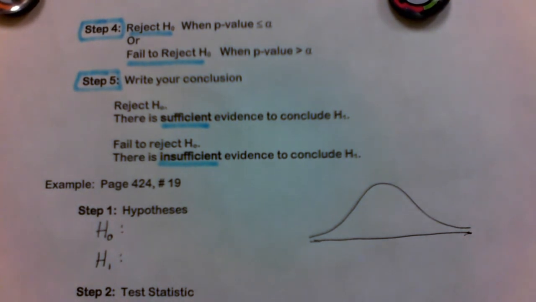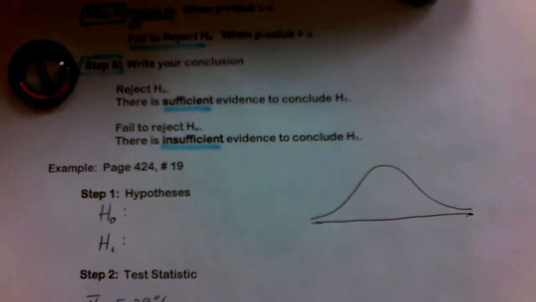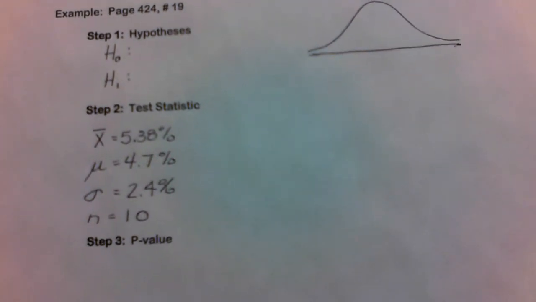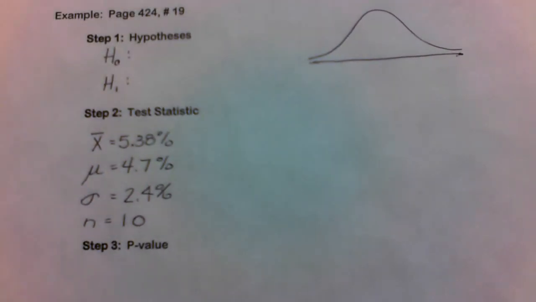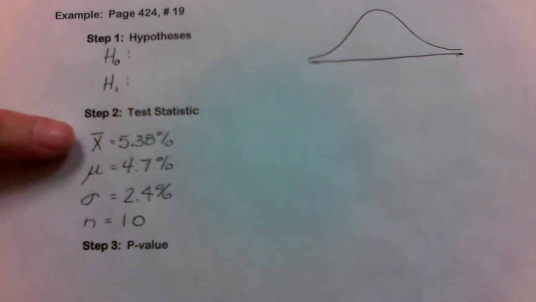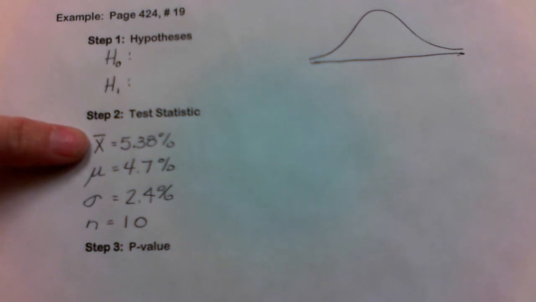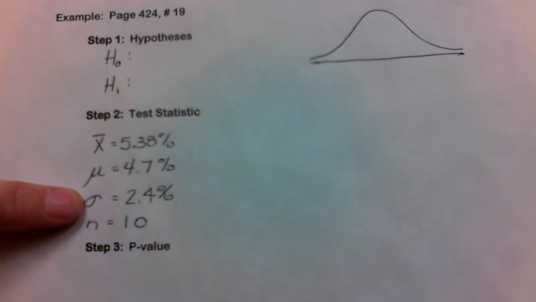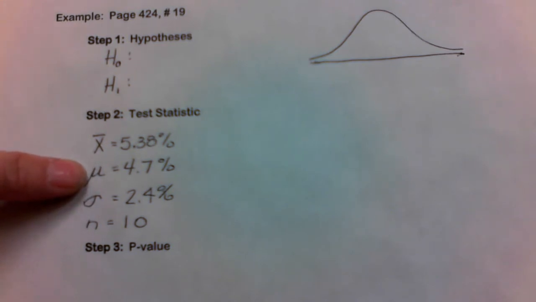and turn to page 424 and look at number 19. Let X be a random variable representing dividend yield of Australian bank stocks. We assume it's normally distributed. They give me sigma. So right there, you have to go, okay, sigma is given, so I know my test statistic will be a z value, not a t value. A random sample of 10 is given. They give us the sample mean to be 5.38%. They tell us that sigma is 2.4%, and they tell me that mu is 4.7%.